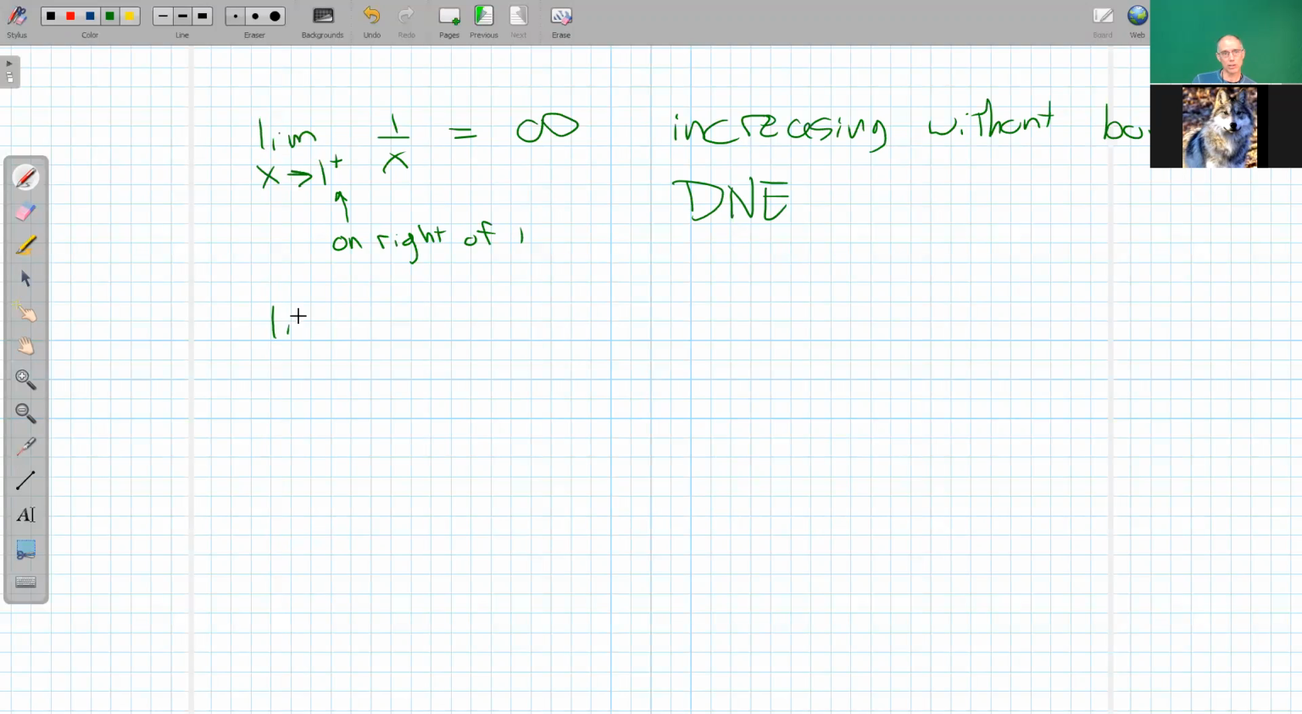If I look at the limit as x heads toward 1, but I put a little dash and negative right there, that means on the left side of 1 for 1 over x. Then I'm actually heading toward negative infinity. And negative infinity is a different direction than positive infinity. This is interpreted as decreasing without bound.